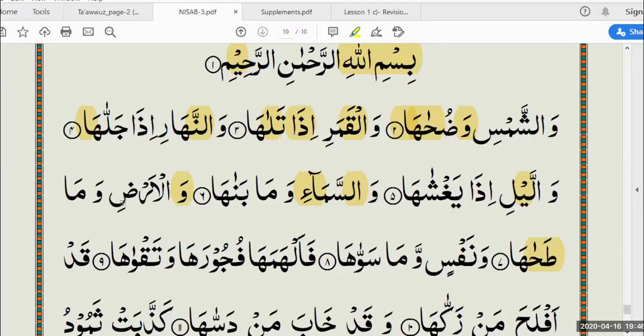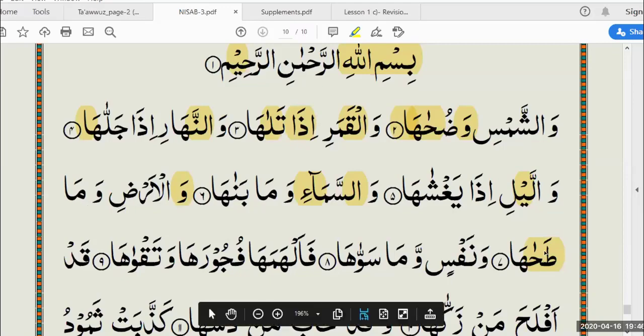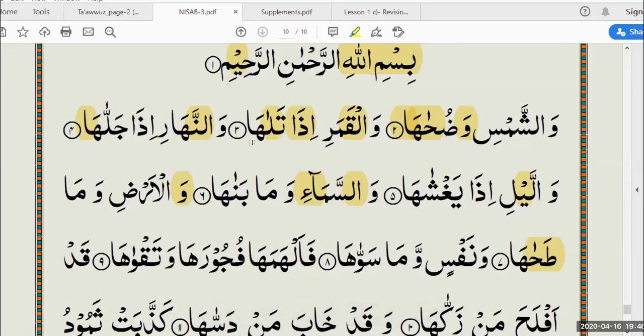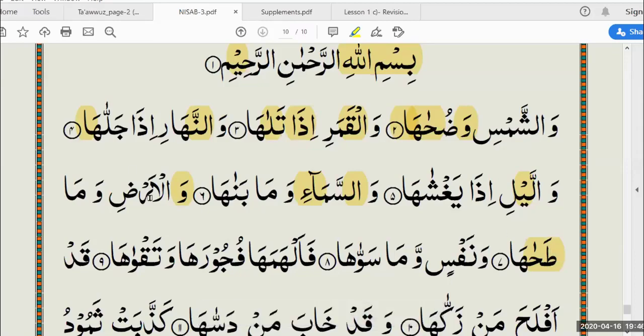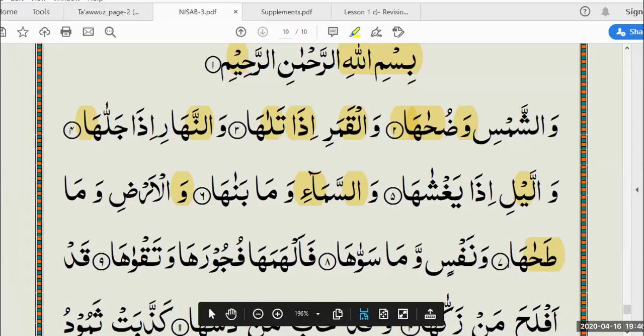Wal ardi wama taha. So to, not ta. Yes, here we have ta. When we're pronouncing ta, it's like when we're smiling. But to is when we round our mouth. So try again. Wal ardi wama taha. Good. But don't prolong the to because it only has fatha. Otherwise, well done. Yeah, good sound.